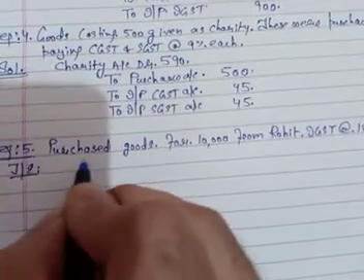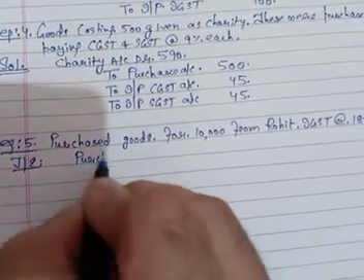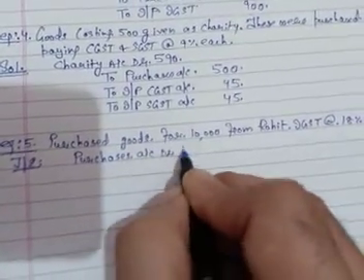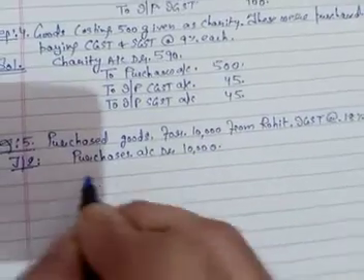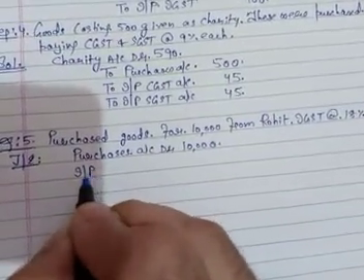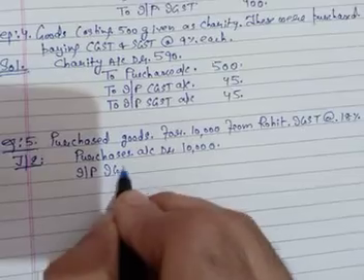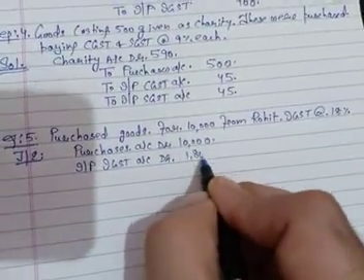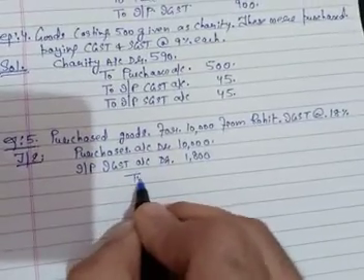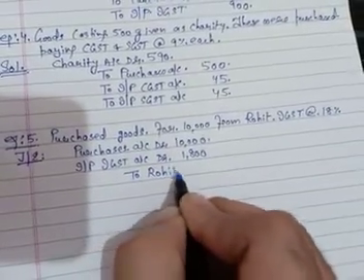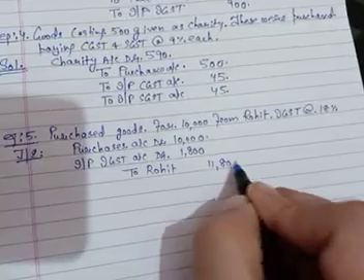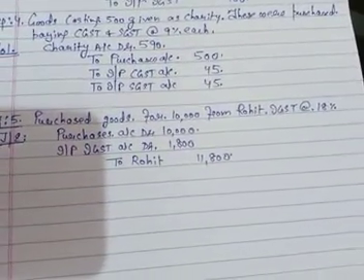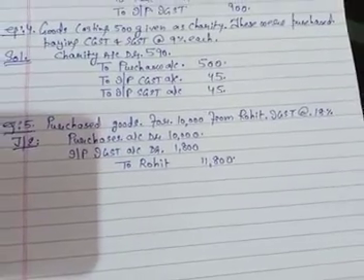Journal entry for this will be purchases account debit 10,000. Input IGST account debit 18% is 1,800. To Rohit 11,800. Is it clear? To Rohit 11,800.